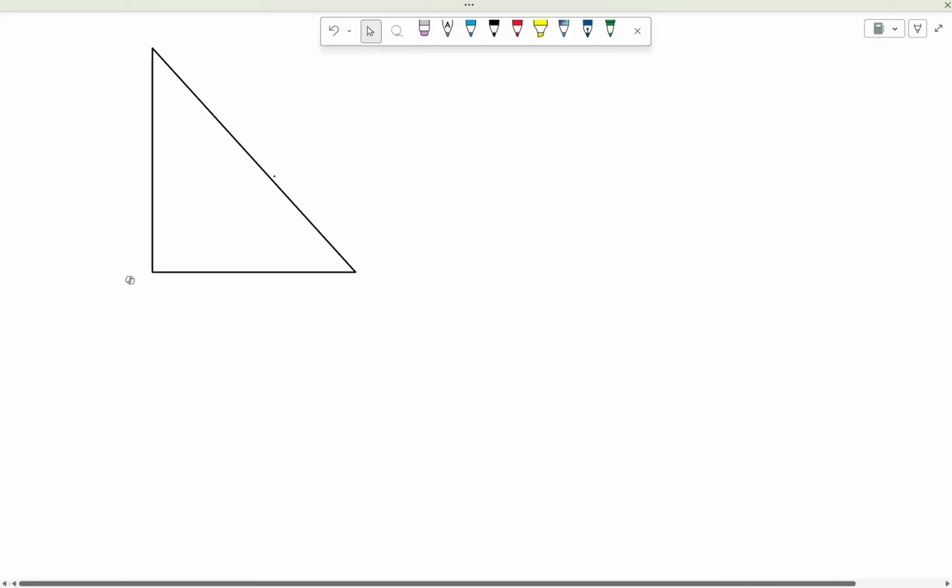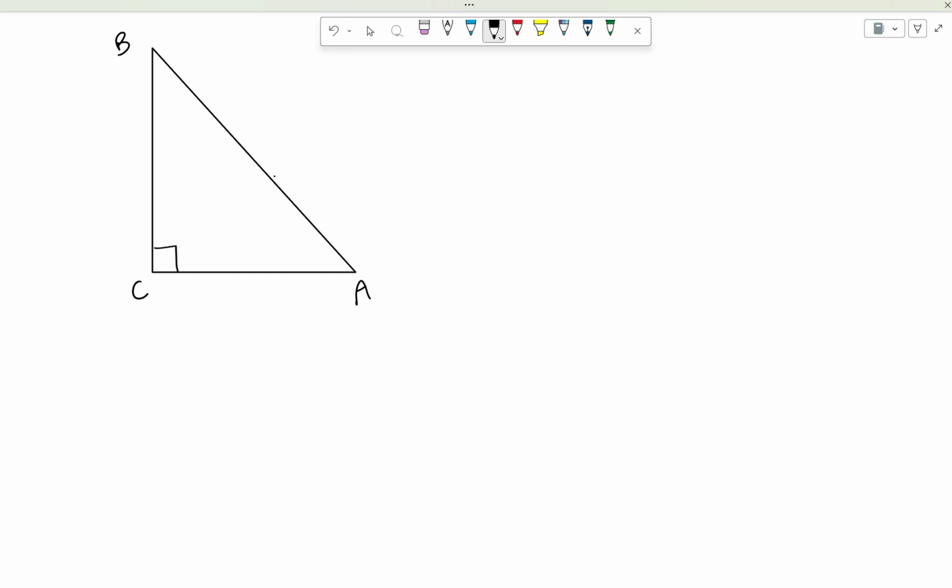All right, so I have triangle A, B, C. And the only two dimensions I have is this side, which is 18.4, and this one, which is 41 for angle A. And let's see what we're going to get here. We need to solve our triangle.